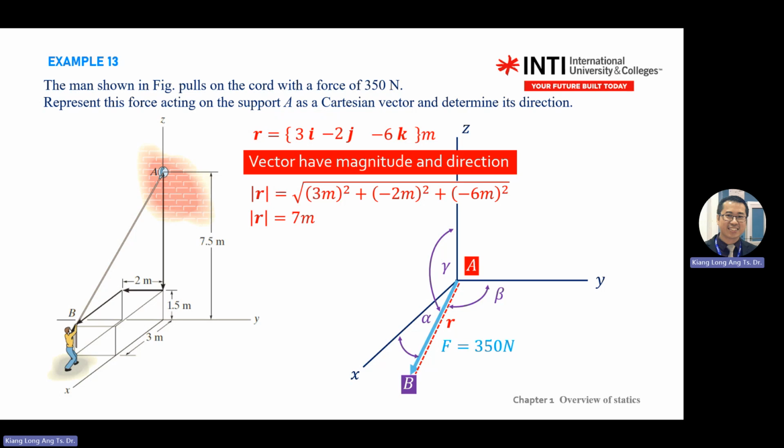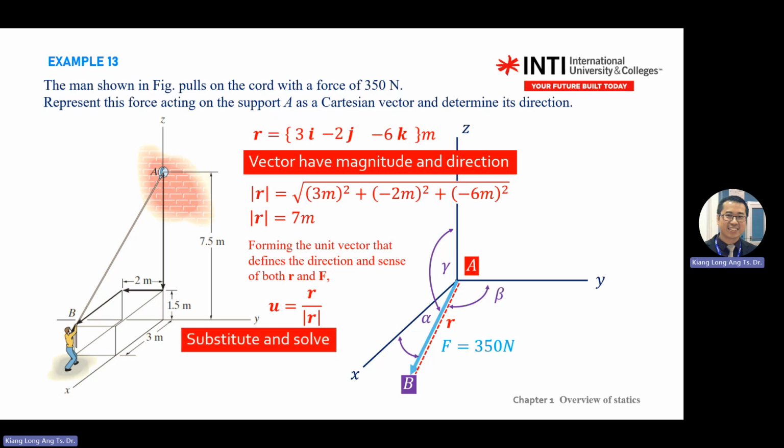Means what? You take this one, divide this one. Okay, so this no note lah. So all this got marks one. You write U equal to R divided by magnitude, got marks one. General equation in this module have marks one. Okay, you substitute and solve, you get this answer.